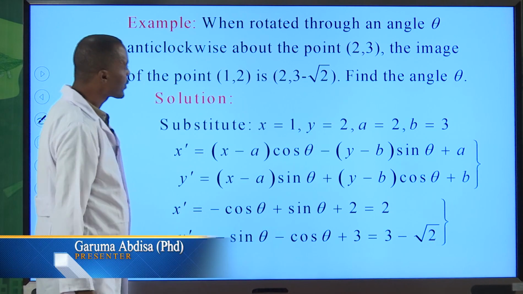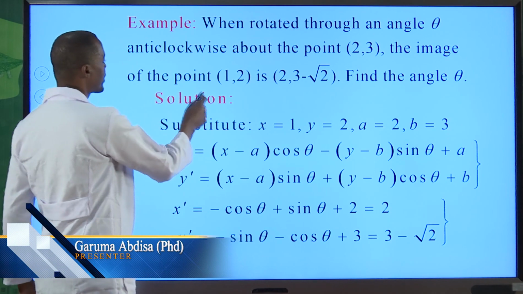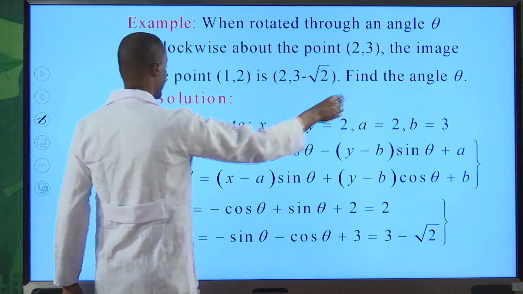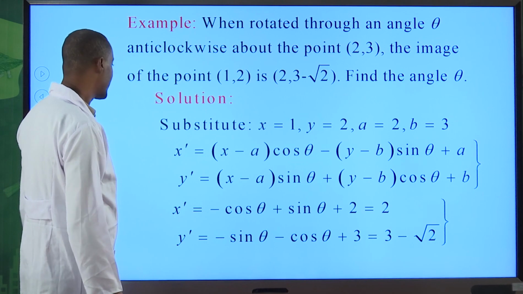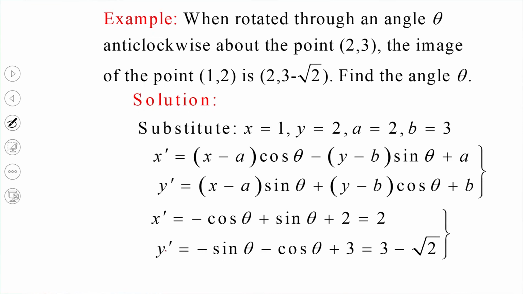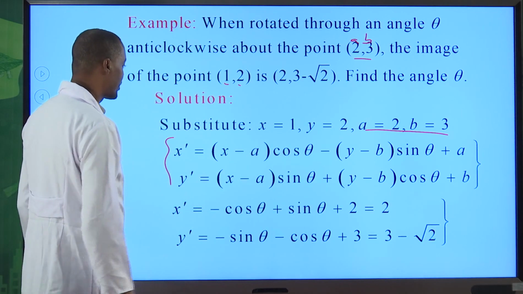The other problem: when rotated through an angle theta anticlockwise about the point (2, 3), the image of the point (1, 2) is (2, 3 - root 2). Find the angle theta. That is the problem. Now the angle is required. So the solution is we directly substitute x to be 1 and y equal to 2, and a is 2 and b is 3. This is a and this is b. These are the formulas that we already have, and we already have everything to plug in except the angle.